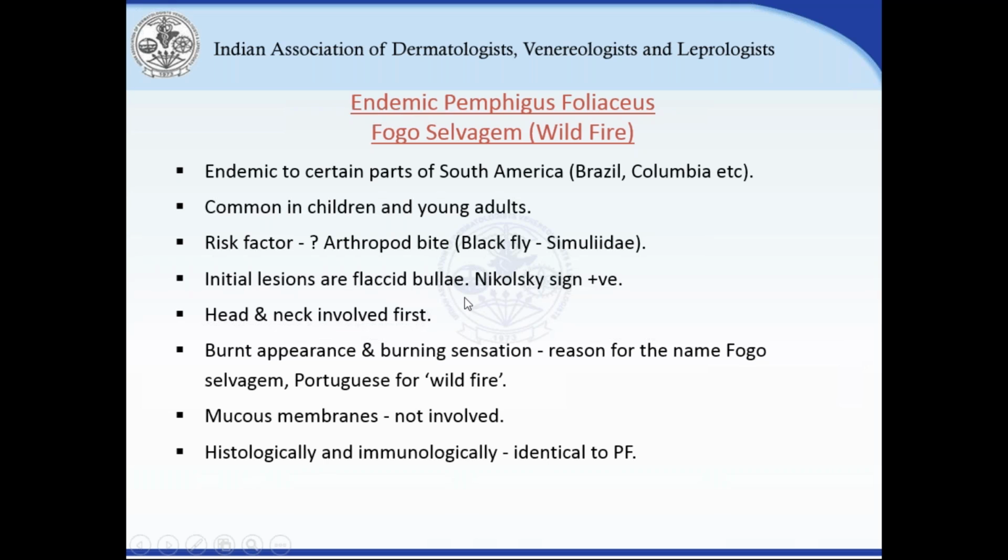The initial lesions are flaccid bullae, Nikolsky sign is positive, head and neck are involved first. Burnt appearance and burning sensation. There is some blackening. That is the reason for the name Fogo selvagem, the Portuguese word for wildfire. Mucous membranes are not involved, of course, in pemphigus foliaceus also.